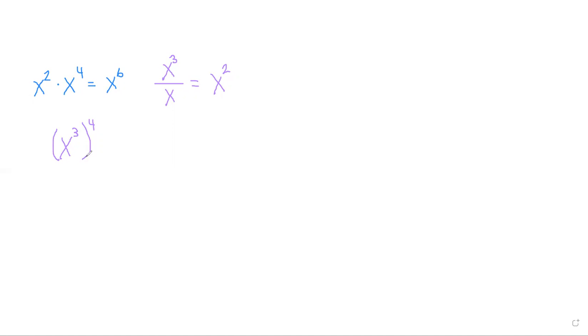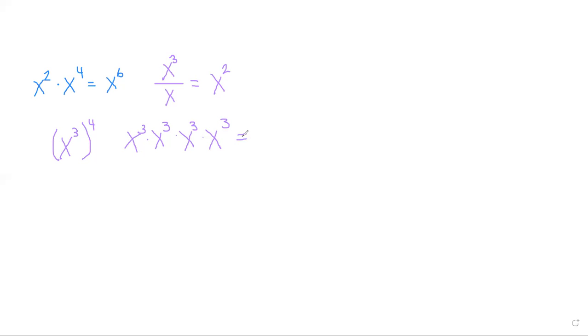I know that when I raise something to the 4th power, I'm multiplying it by itself 4 times. So this is x to the 3rd multiplied by itself 4 times. So that's x to the 3rd times x to the 3rd times x to the 3rd times x to the 3rd.